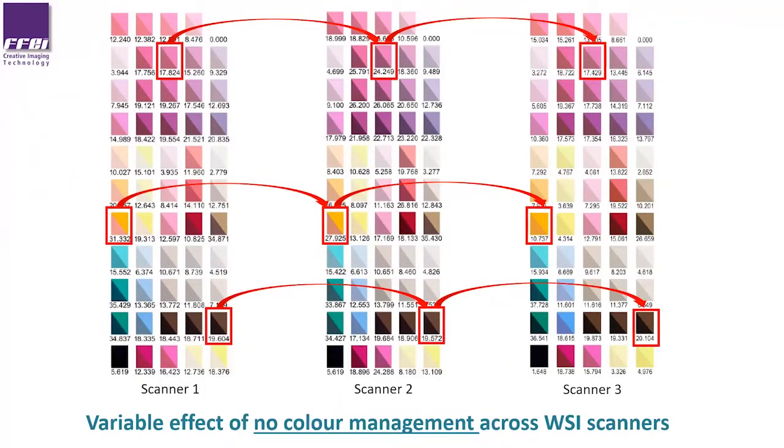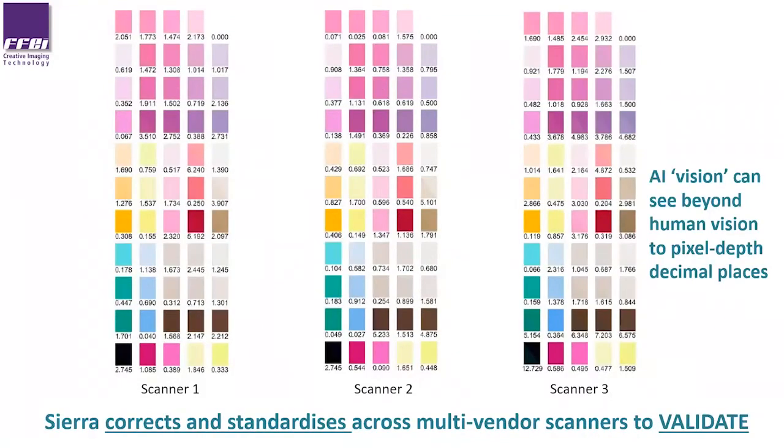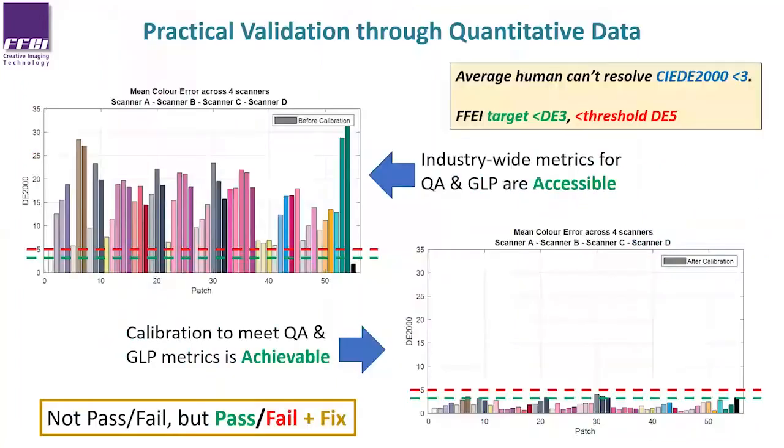Quantification also reveals that scanner-to-scanner spread of delta E is not uniform. Differing distribution of errors across scanner systems further decreases standardization. And visually, humans can see the improvement by applying the Sierra slide, but now importantly, can validate and standardize to decimal place accuracy, which is often well below the ability of humans to see, but not perhaps AI. And this forms the basis of a practical validation process.